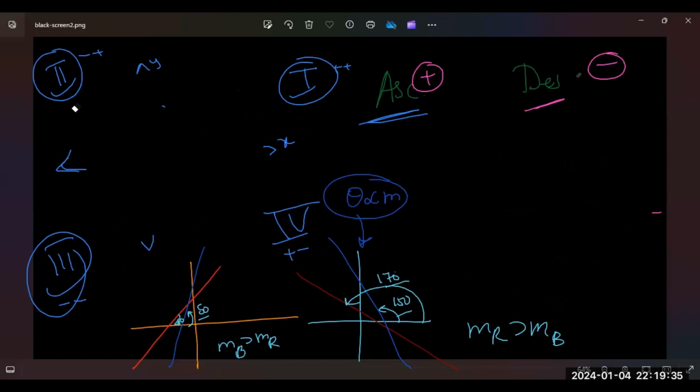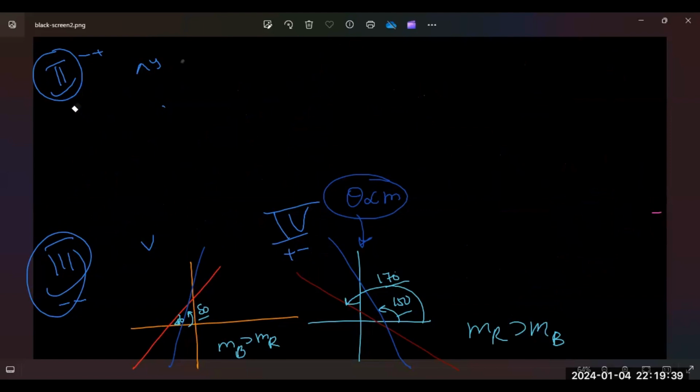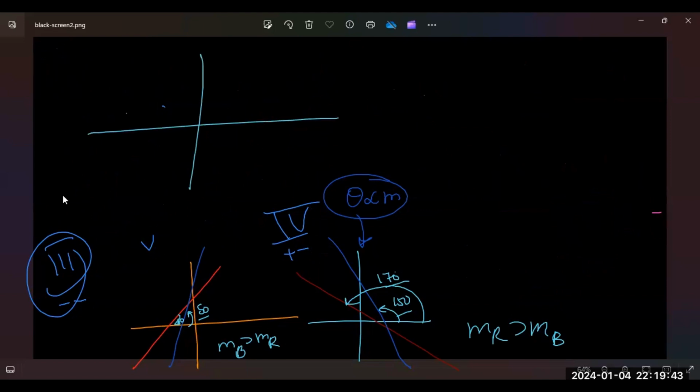But what if you have lines which are opposite? Means if you have one ascending and one descending, how do you compare their slopes? In this case, it's quite simple. Just follow this. Whichever is the ascending line, give a positive sign to it. Whichever is the descending line, give a negative sign to it. Apply that same to the slope also. The slope of the red line will be some positive number. Slope of the brown line will be something negative.